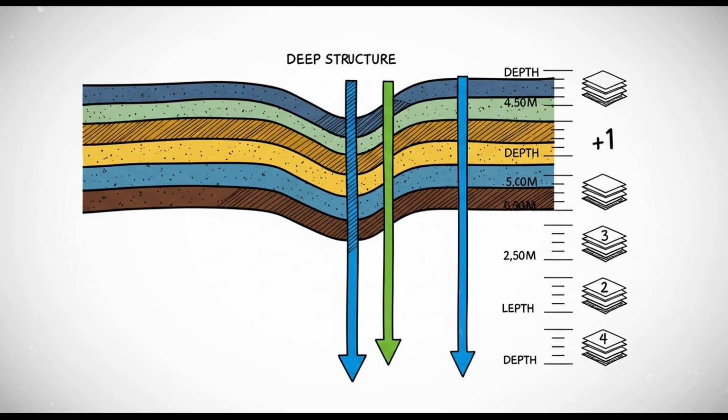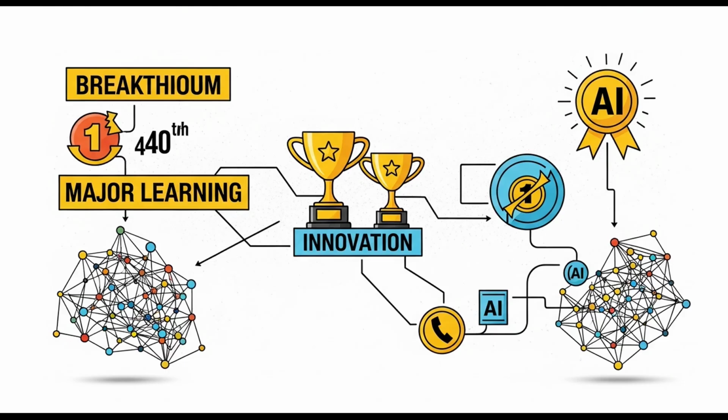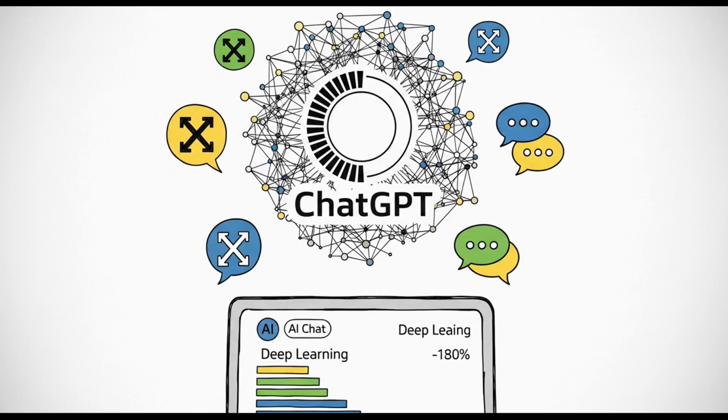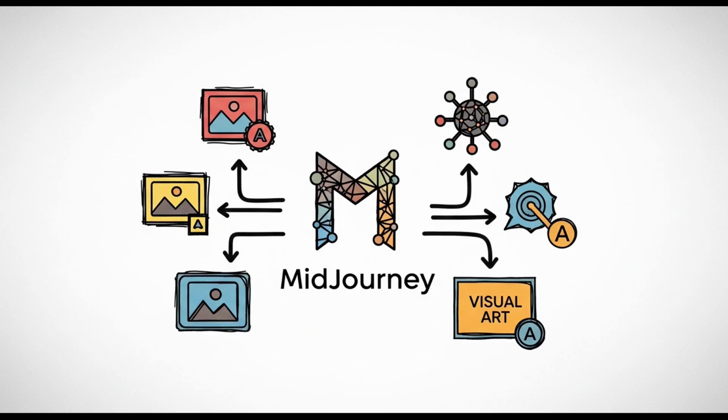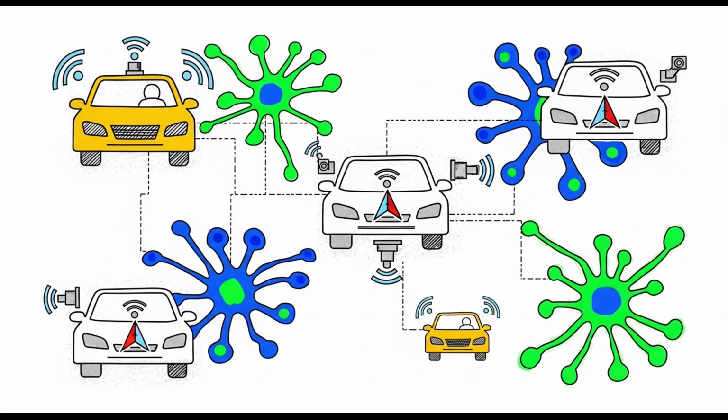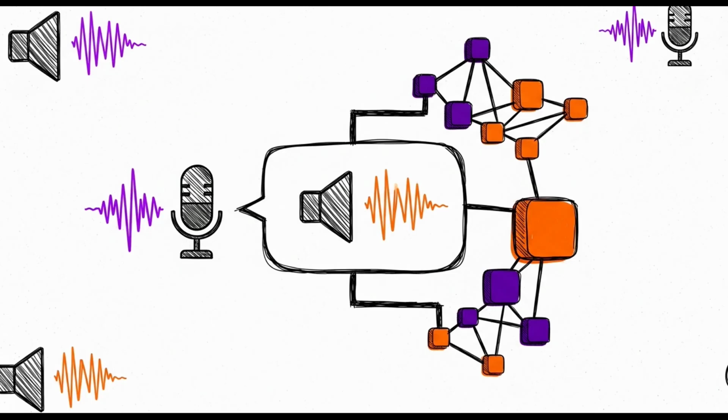Deep just refers to the depth of the neural network, meaning it has many layers. And deep learning is the technology behind every major AI breakthrough you've seen recently. ChatGPT uses deep learning. Midjourney uses deep learning. Self-driving cars use deep learning. Voice assistants use deep learning.